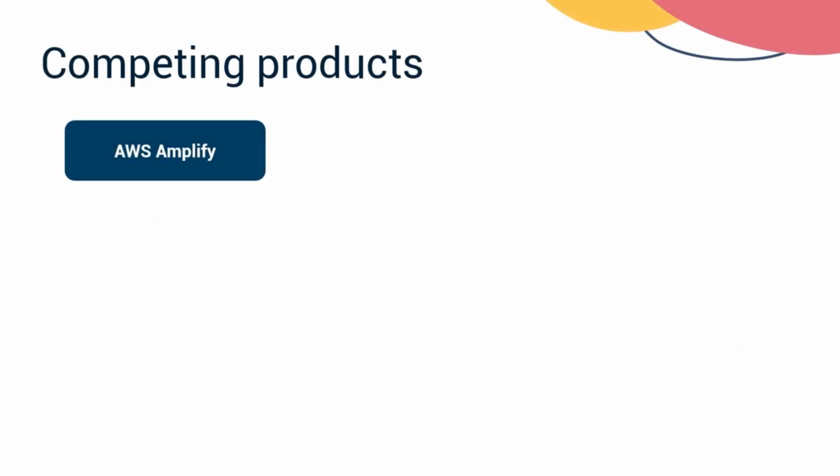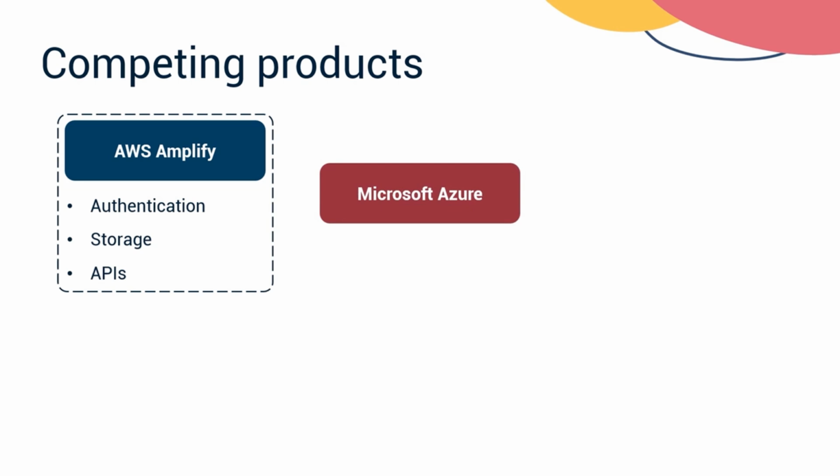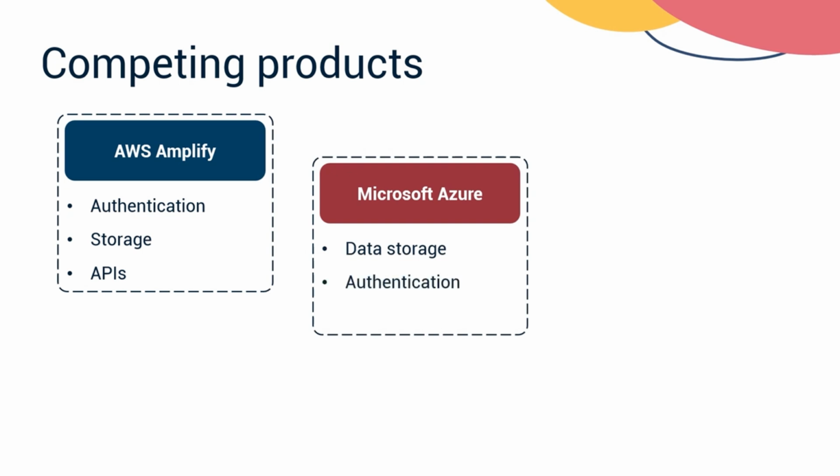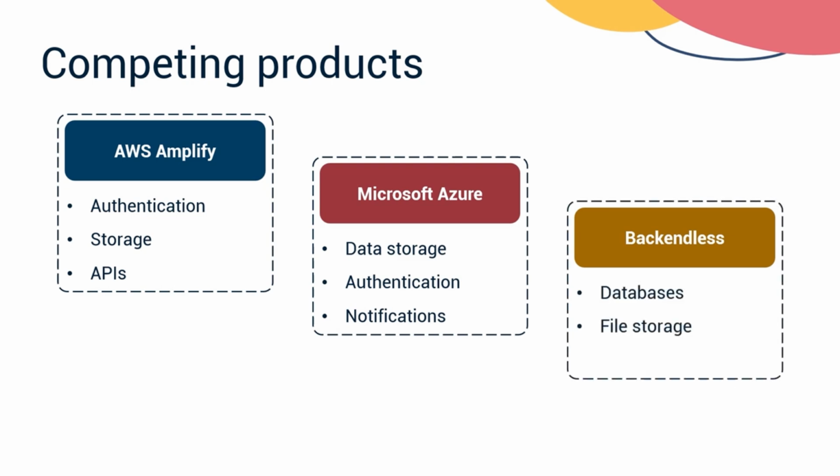First, Amazon Web Services. It provides Amplify as a BaaS solution, offering features like authentication, storage, and APIs, with the added flexibility of integrating with other AWS services. Next, Microsoft Azure Mobile Apps helps deliver back-end services for mobile applications, including data storage, authentication, and push notification. Finally, Backendless is a platform that offers a comprehensive set of back-end development tools, including databases, file storage, and user management. Next, let's highlight the aspects where Firebase truly stands out.